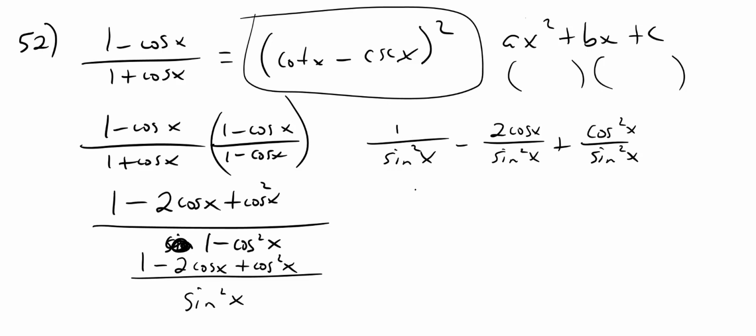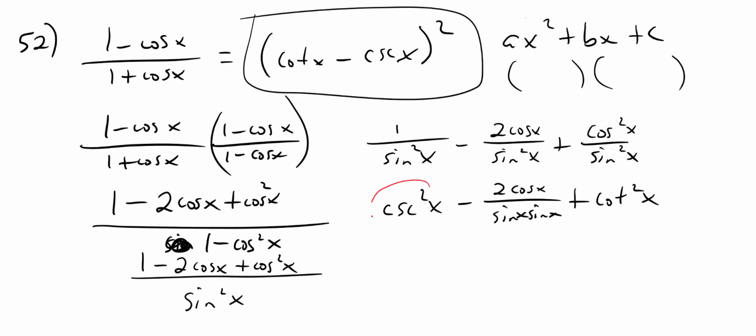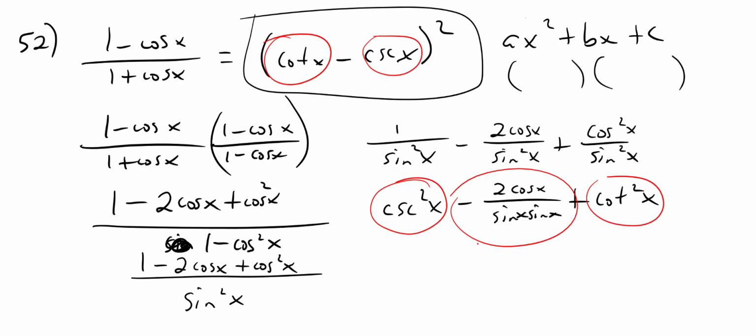Okay, so what that's going to give me is 1 over sine squared of x is cosecant squared of x. I'm going to show a little work here: cosine of x over sine of x, and that's cotangent squared of x. So that's kind of nice. If you look, math fans, cosecant squared of x is right here. So there's cosecant. And then I have cotangent squared of x, and there's cotangent. And then here's my middle term.